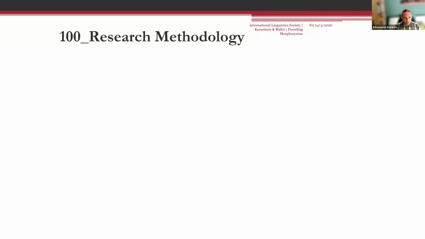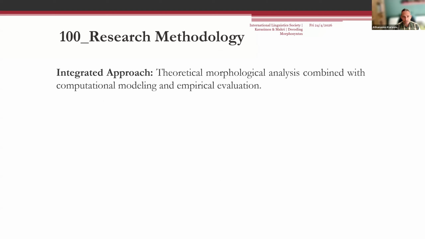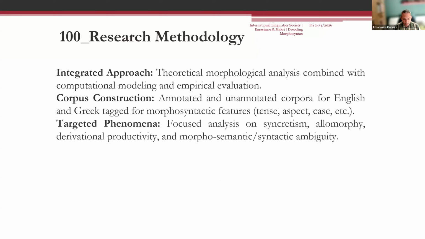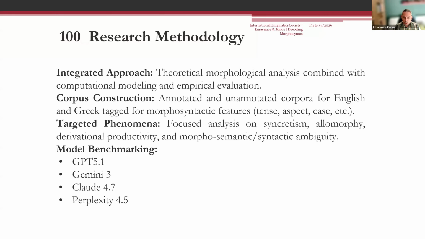Now, based on our recent module, we tried to use an integrated approach. So the theoretical morphological analysis combined with a computational model and empirical evaluation. We have constructed a corpus, annotated and unannotated, for Greek and English for this kind of research. We tag specific kinds of phenomena because we needed then to retrain the system after the initial prompting. And for our model benchmark, we use 5 different LLMs: Claude 5.1, Gemini 3, GPT 5.1, Claude 4.7, and Perplexity 4.5.